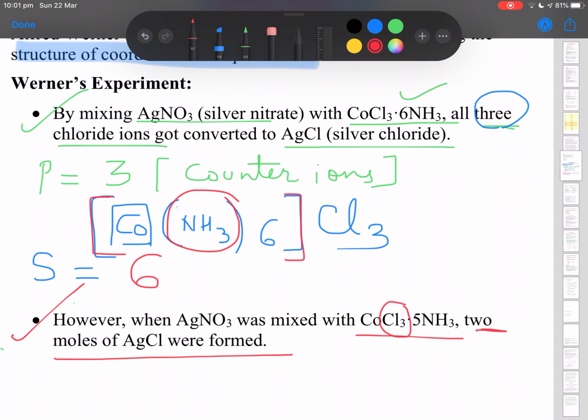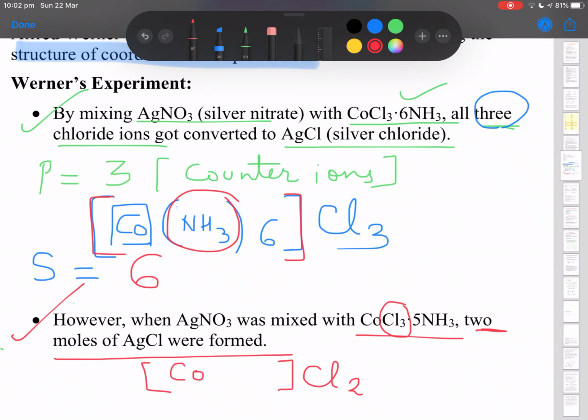So I am using the term chloride ions. Chloride ions are present over here and they are 3 in number. But out of those 3 chloride ions, only 2 got precipitated out. That means only 2 out of 3 are going to act as primary valency. If they are acting as primary valency, I have to write them outside the coordination sphere. Now what is the central metal atom?